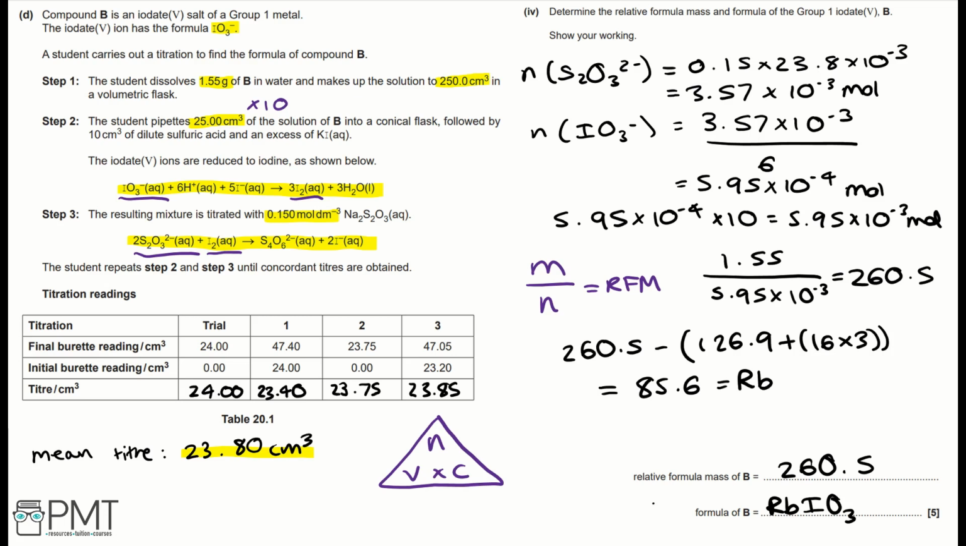To get the 5 marks for this question, you get your first mark for working out the moles of S2O3 2- correctly, your second mark for working out the number of moles of IO3- correctly, your third mark for working out the number of moles of IO3- in the 250 centimetre cubed solution, so multiplying by 10. Your fourth mark comes from working out the relative formula mass of B, so 260.5. And then your fifth mark is working out the relative formula mass of the group 1 metal and then determining that this is rubidium, and then writing the correct formula of B. That's your fifth mark.